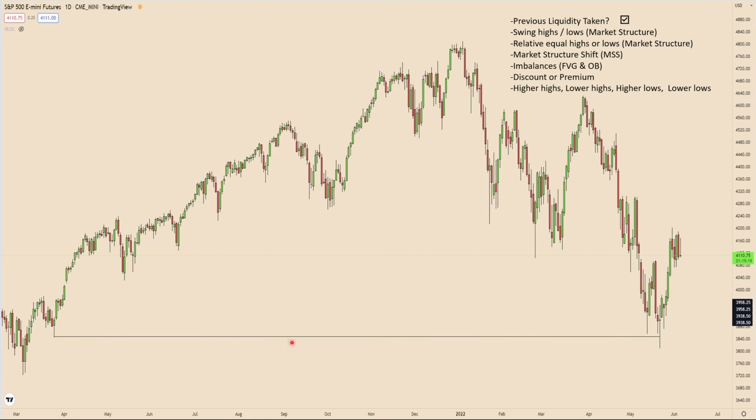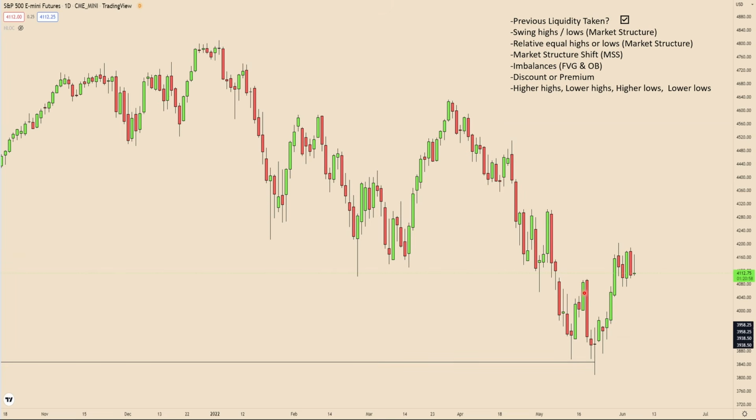The reason for this being is once we take liquidity or accumulate it, we want to distribute it higher or lower, right? So if we take liquidity down here, we want to distribute it higher. Take liquidity up here, want to distribute it lower.